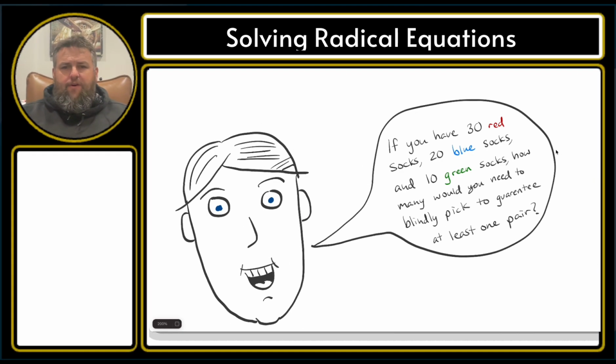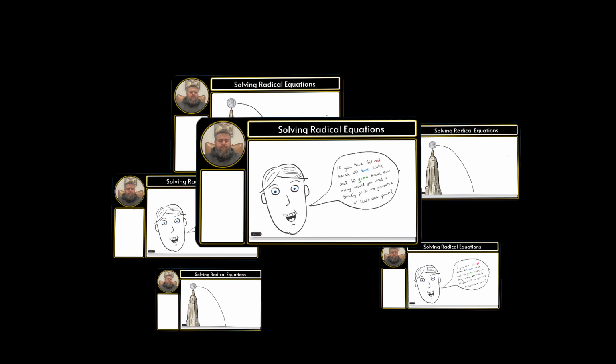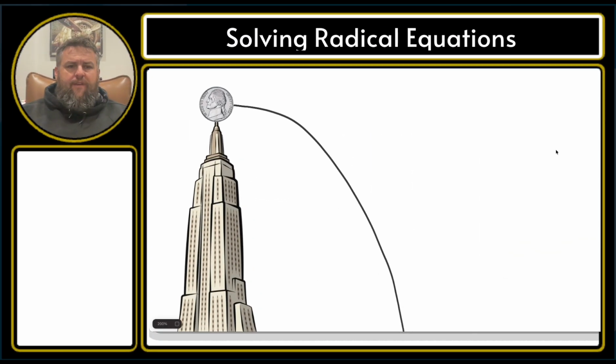If you have 30 red socks, 20 blue socks, and 10 green socks, how many would you need to blindly pick to guarantee at least one pair? If you drop a nickel off the Empire State Building, how long does it take to hit the ground? We can actually calculate that using radical equations.